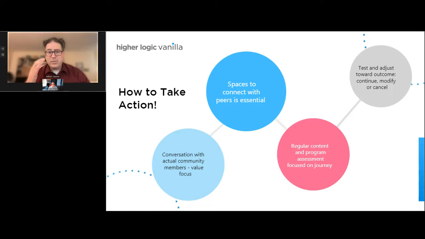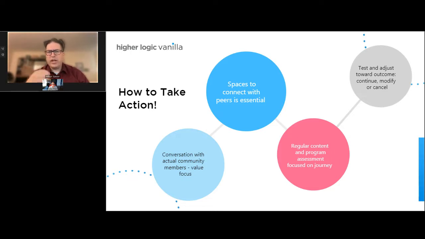And spaces to connect with peers are essential. What they do really well at Xometry, and I've seen this work really well, is they create spaces for connection, be it virtual or in person, like hourly calls, cocktail hours, user groups at various events. We're going to be in Vegas at TSIA, and I'm sure a lot of companies are going to have little meetups of their user groups. That kind of thing is really important.